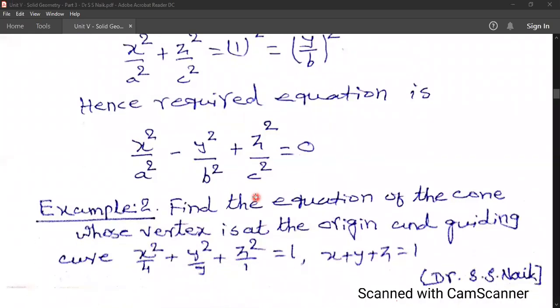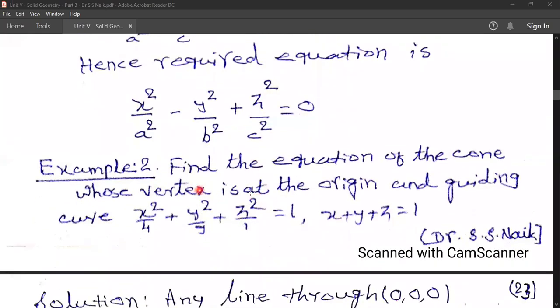Then we'll find another equation. For example, find the equation of a cone whose vertex is at the origin and guiding curve is x square upon 4 plus y square upon 9 plus z square upon 1 equals 1, and x plus y plus z equals 1.